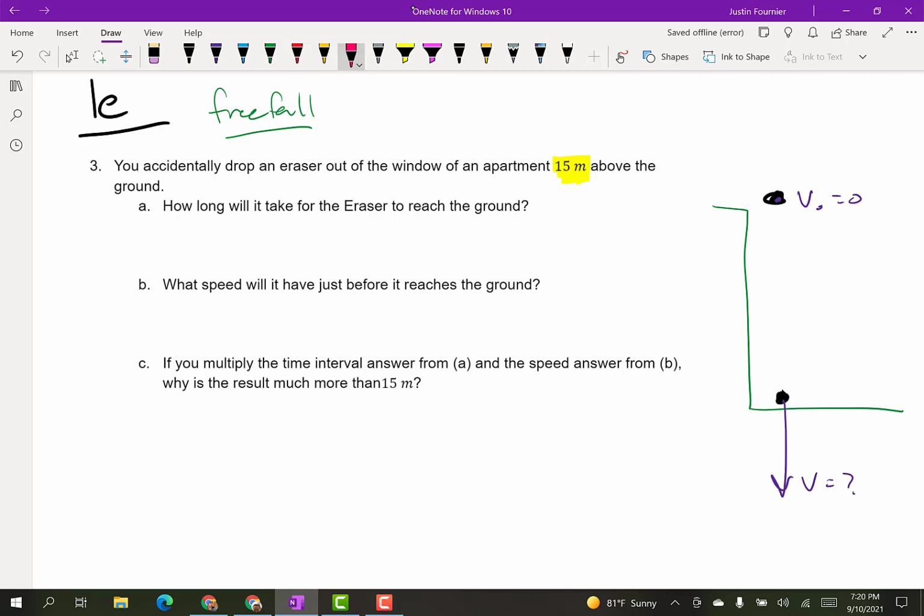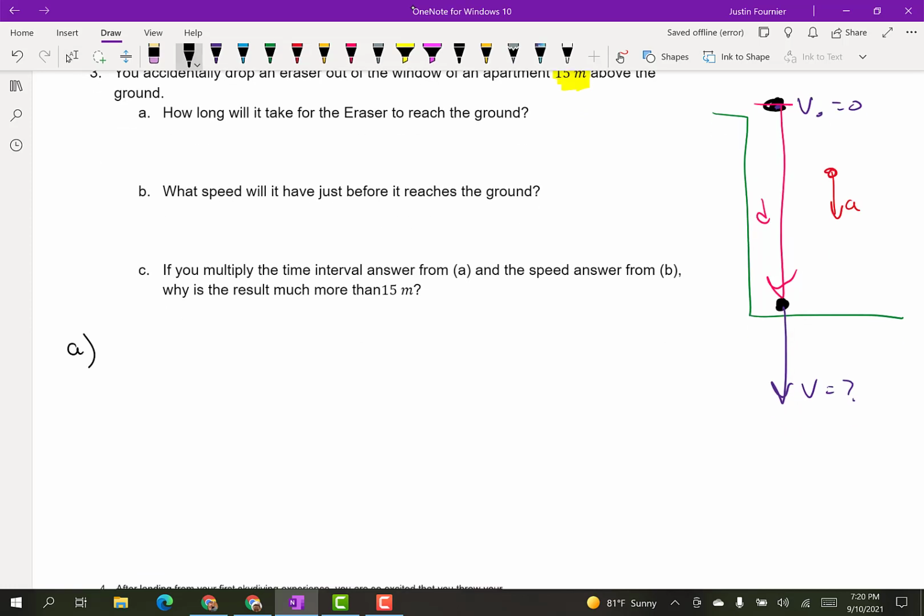There's going to be some displacement, so I'll draw that like this. Here's my displacement. And then I know the acceleration, this is free fall, so it's going to point down like that. So I'll do parts A, B, and C all here. So here's part A. I'm going to make a VOVAT, because it's asking how long will it take to reach the ground. Well, let's see.